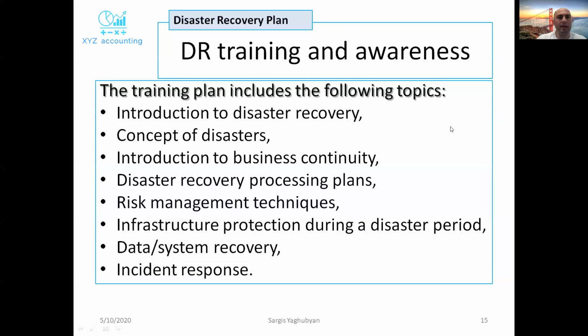Disaster recovery training and awareness includes the following topics: introduction to disaster recovery, concept of disasters, introduction to business continuity, disaster recovery processing plans, risk management techniques, infrastructure protection during the disaster period, and also data recovery and incident response. It is highly important for our employees to have a clear understanding of the main concepts of disaster terminologies, natural and human-made disasters, and how to manage emergencies.